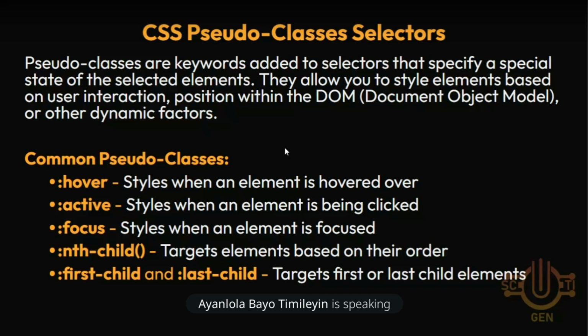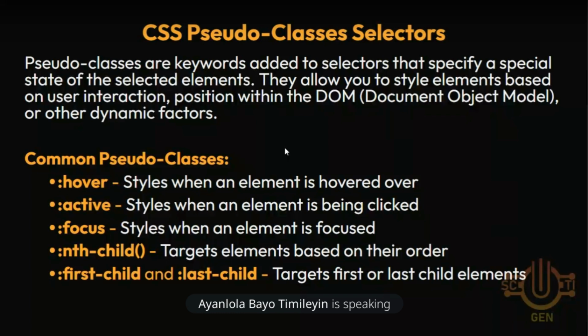So imagine a situation whereby you mouse over an element and then something happens. Maybe if you move your mouse close to an element, you may likely want to change the background color. Or if you click on an element, you may actually want to change the size of that element. So pseudo classes is that concept in CSS that we can use to achieve that.